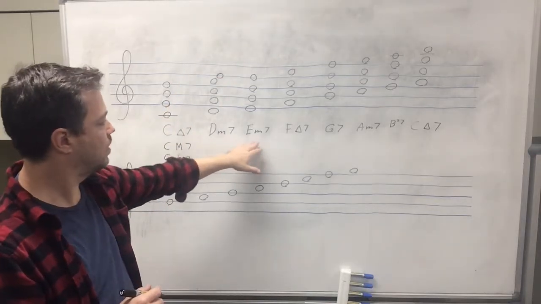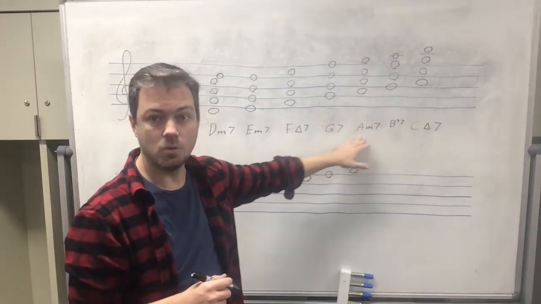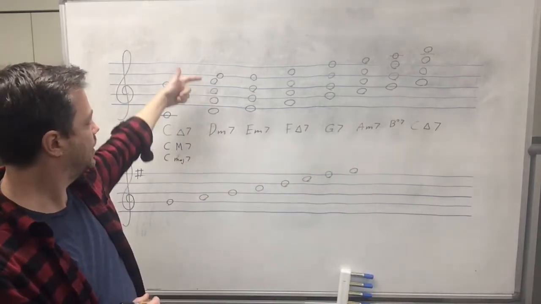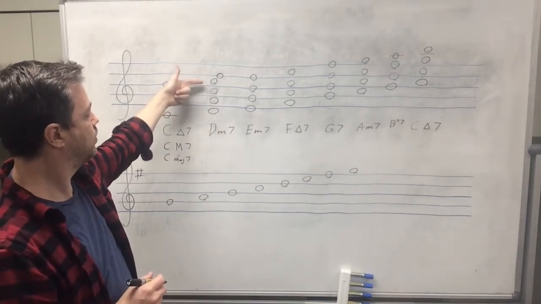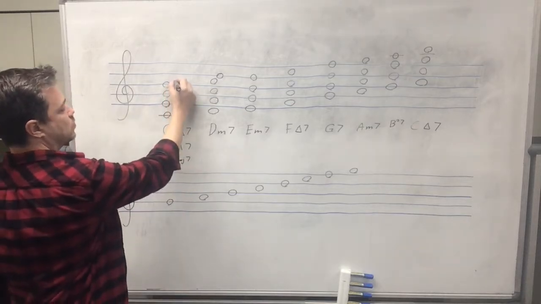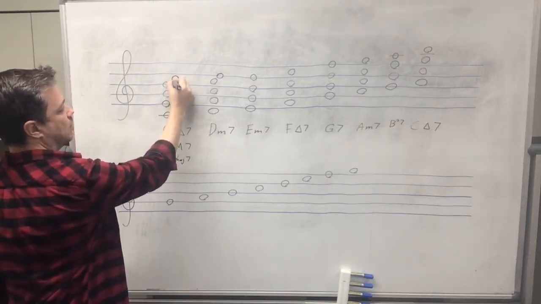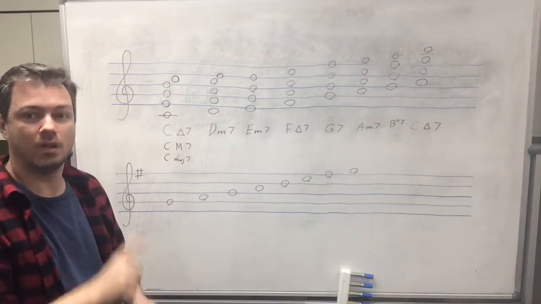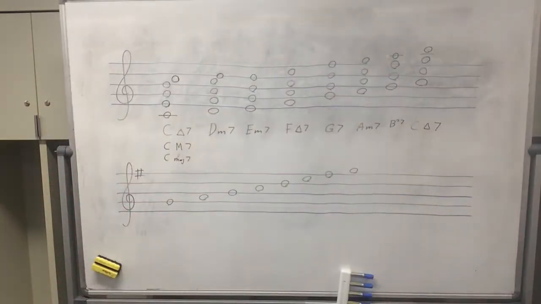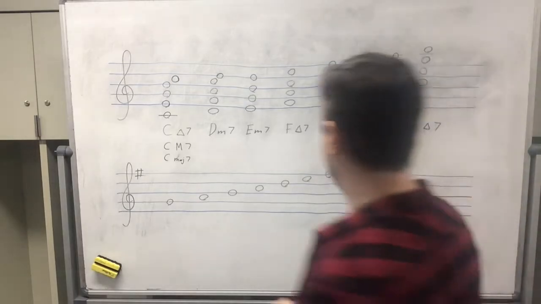So the 7th here, I'll play these chords in a tick as well, is a tone below the octave, whereas that first one, the major 7th, C to B, is a semitone. Let me play a minor 7 chord for you. So here's D minor 7. Okay, so that was D minor 7.